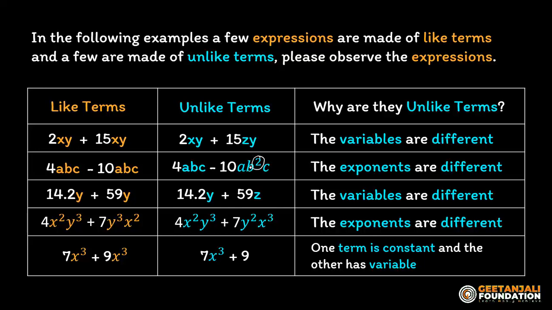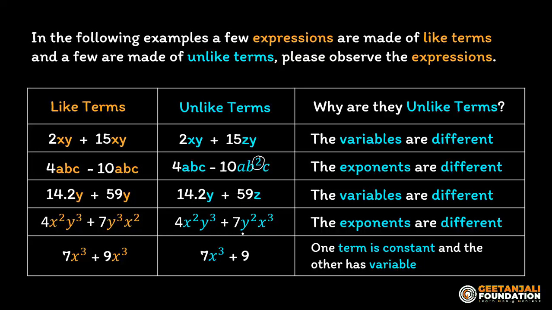This is important: the exponent is not the same in both the cases, so these two are unlike terms. Here the variable is y, here the variable is z. So this expression is formed by two different variables, so this is formed by two unlike terms.